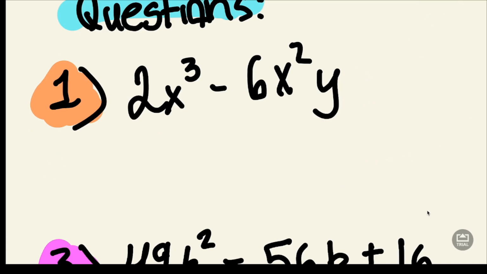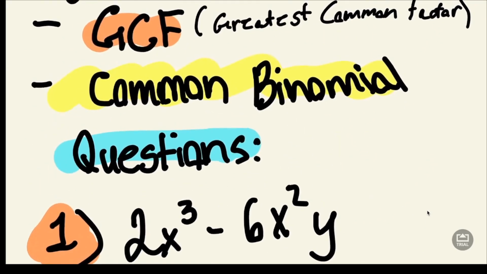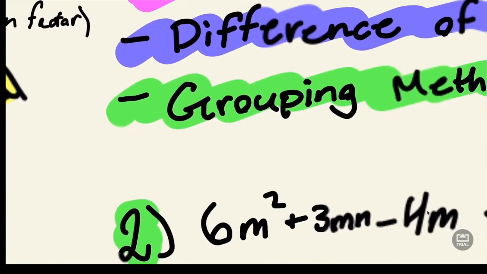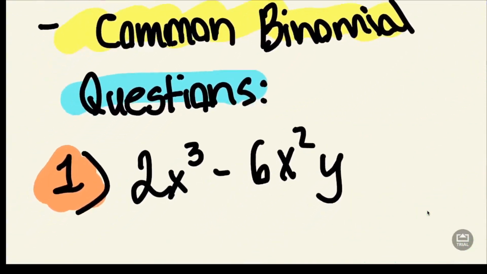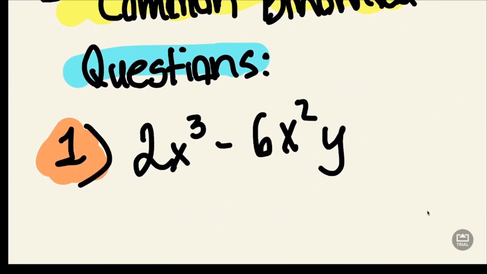So this one is a greatest common factoring question. And some people may ask, how do you know if it's greatest common factoring? How do you know it's common binomial? How do you know it's grouping method? Again, it just depends on the questions. Once you start seeing the questions over and over again, you will understand and you will see what methods to use. You have to make that judgment, but after practice, you will get it.